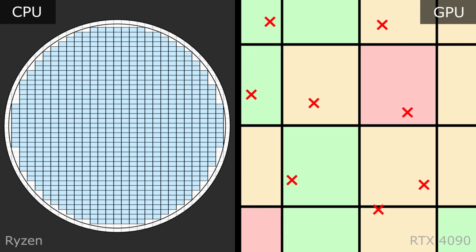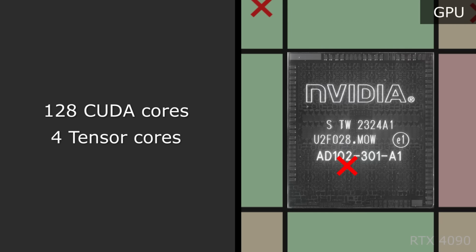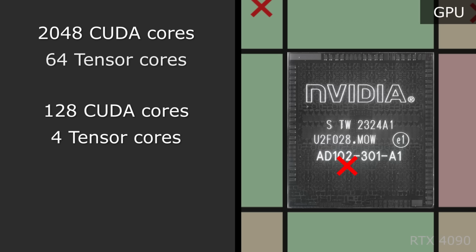Specifically, we know that an Ada streaming multiprocessor has 128 CUDA cores and 4 Tensor cores. By that ratio, the extra 2048 CUDA cores and 64 Tensor cores might indicate that NVIDIA expects to turn off a total of 16 SMs, which would mean disabling 8 texture processing clusters.